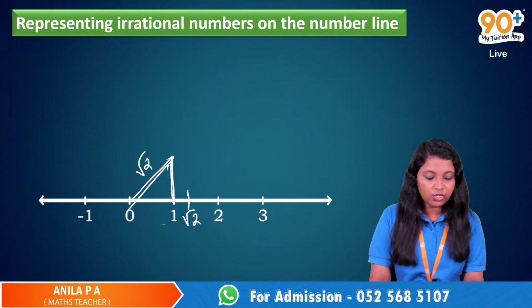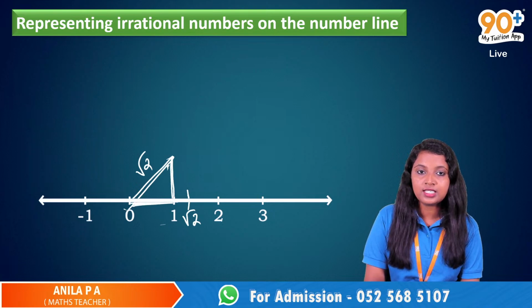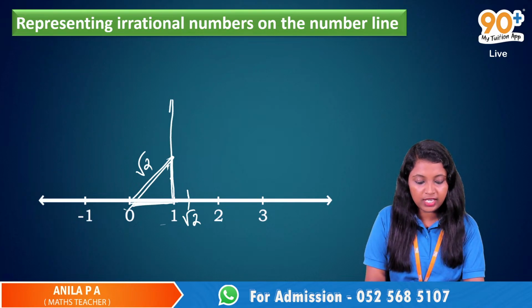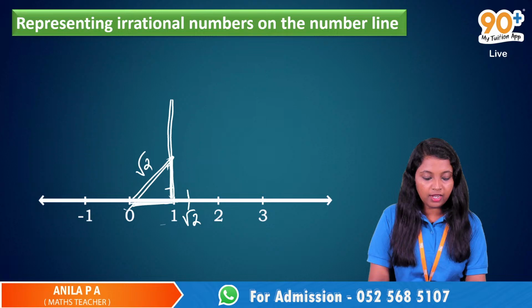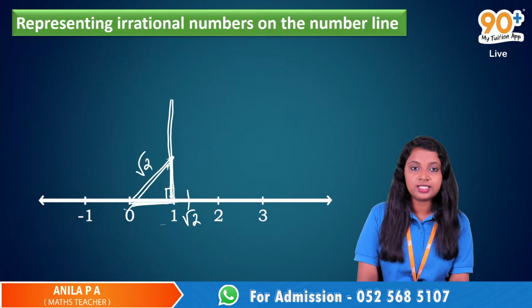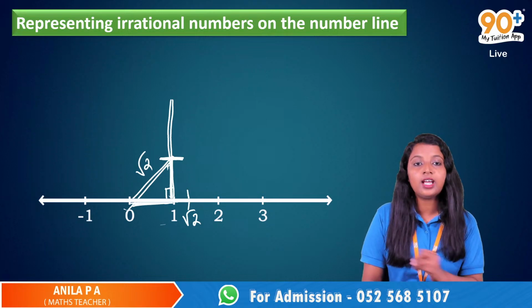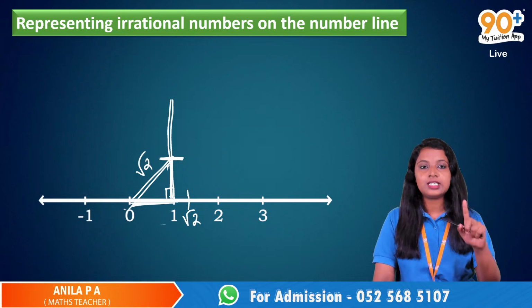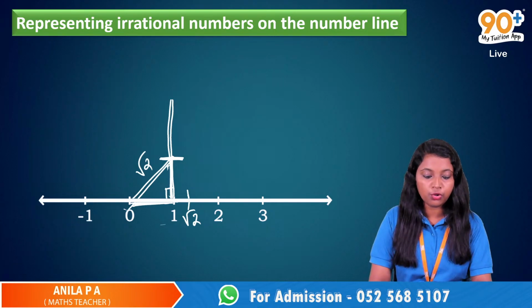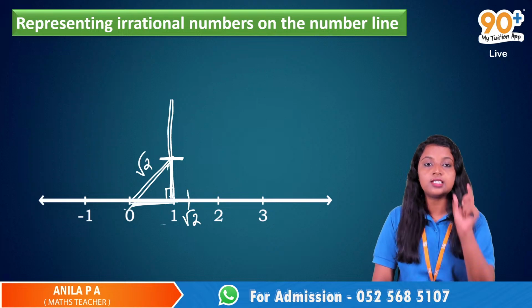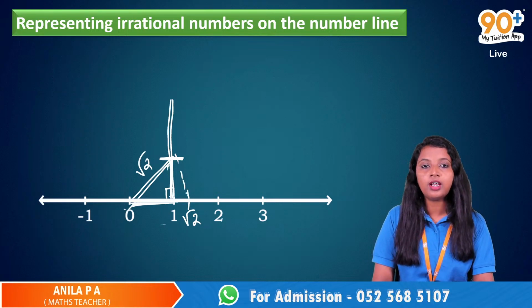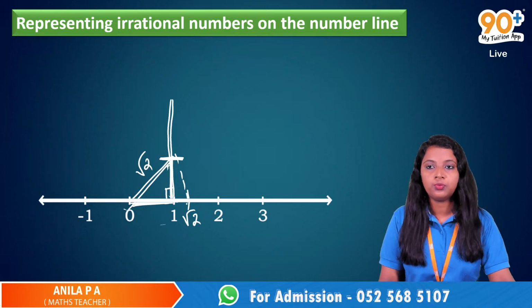Just like we took this 0 to 1 as a distance, and we constructed a line here, and after that we took 0 to 1 distance and we marked an arc here just to draw this 1 centimeter. Just like that, to draw this root 2, we are taking this distance in the compass and we are drawing an arc so that we will get this root 2.